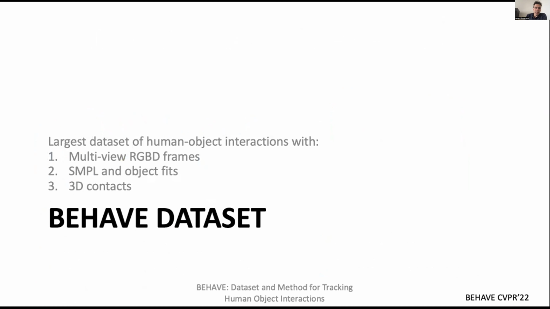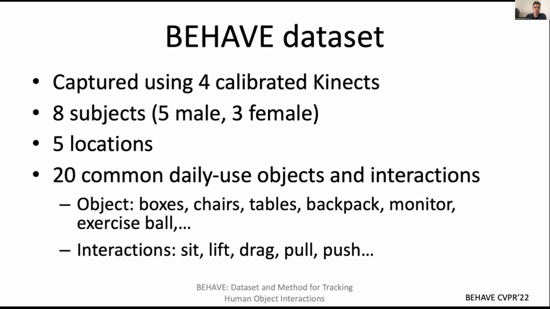So what is BEHAVE? BEHAVE is a dataset including multi-view RGBD frames. And we have the 3D human model, which is basically SMPL, and the 3D human and 3D object fits to the data. And the dataset includes 3D annotations of the human object interactions. More specifically, it includes 4 calibrated Kinects, 8 subjects, including 5 males and 3 females, 5 different locations, and 20 daily use objects and interactions.